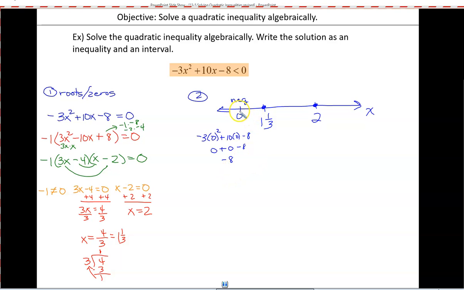And then remember the alternating. So if this section here is negative, the middle must be positive, and the right must again be negative. So it alternates between negatives and positives.